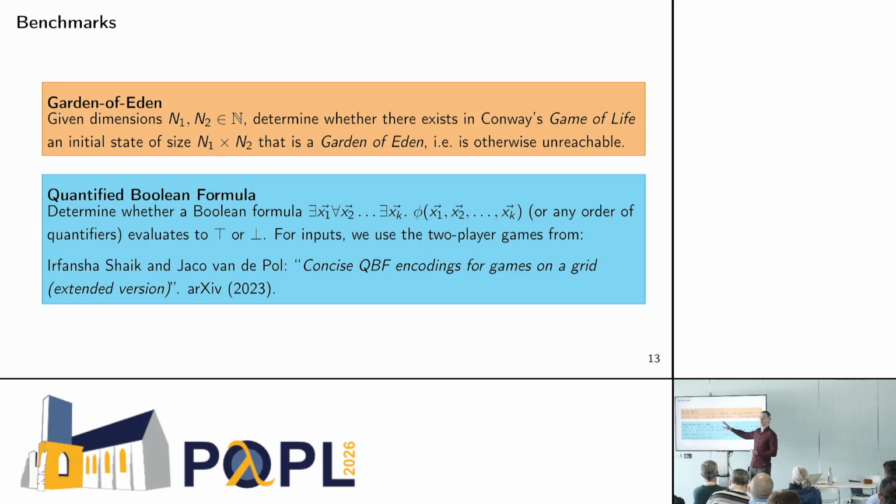Next up, we have also tried out quantified Boolean formulae. So you're given a formula with some exists, for all, and so on, with the quantifiers alternating until we find some matrix, some formula that depends on these variables.